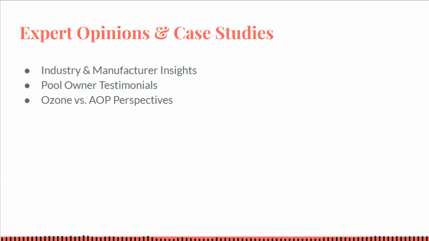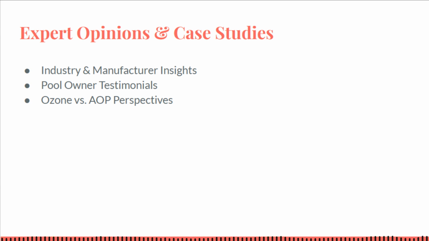Ozone versus AOP perspectives. There is general agreement that both ozone and AOP are effective supplemental sanitizers, but some experts note that for many residential pools, a well-sized ozone system already achieves most of the benefit at lower cost, whereas AOP might be considered overkill unless one desires the absolute best water quality. However, for those with sensitivities or seeking premium water clarity, AOP's extra boost can be worthwhile. Industry consensus is that adding either system will markedly improve a pool's water quality. The choice often comes down to budget and performance needs.